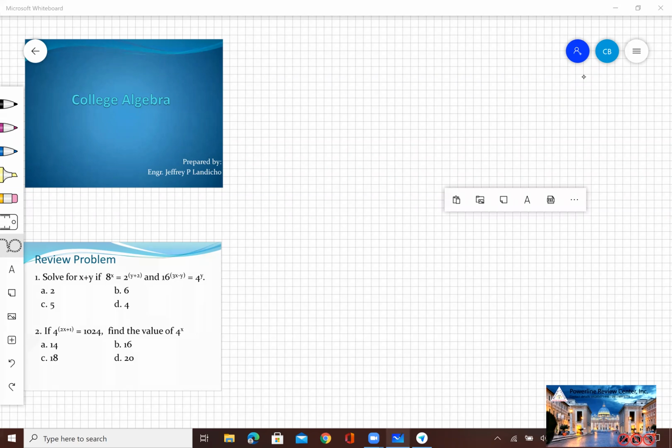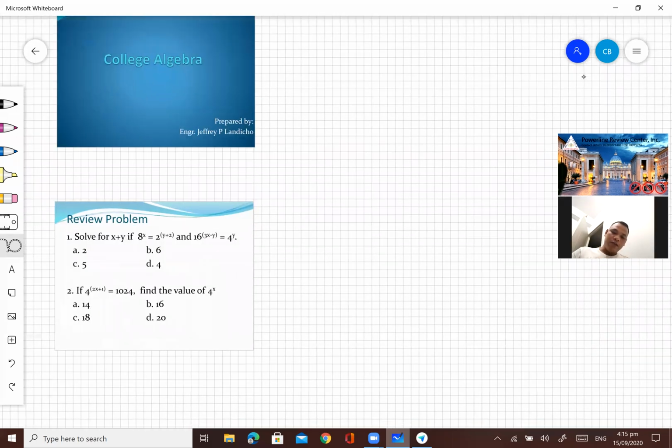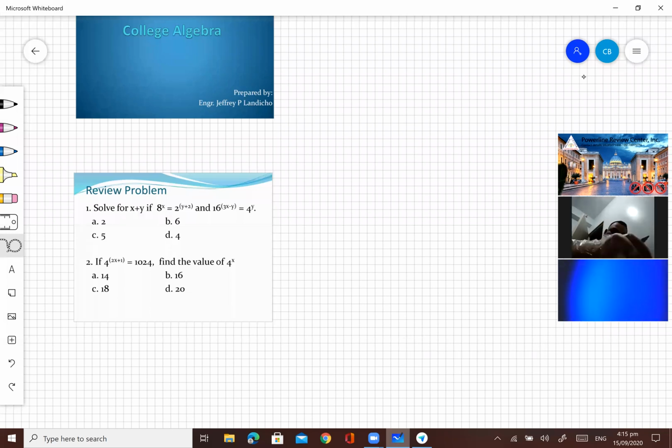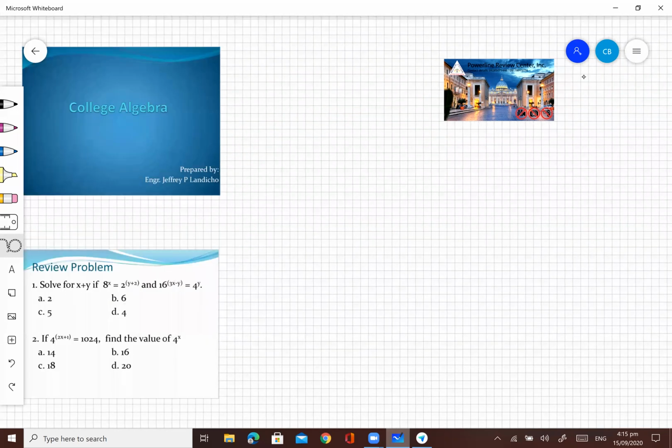We have college algebra, or simply algebra. We have two meetings for these math subjects. So now, let's start with algebra. What are we going to discuss in algebra? Actually, algebra is our basic, kumbaga fundamental of all mathematics.